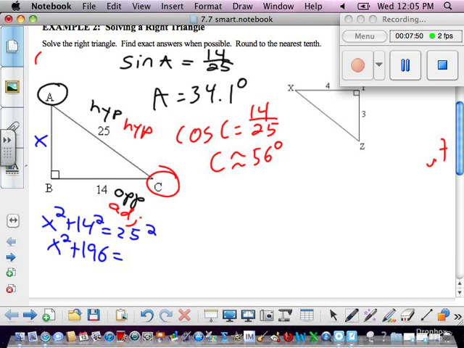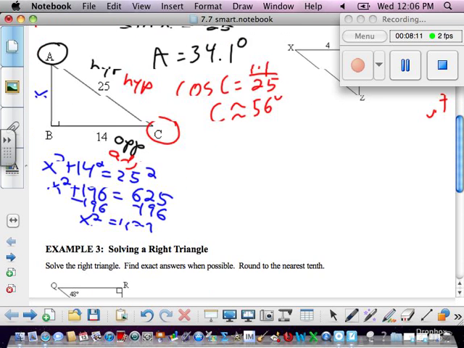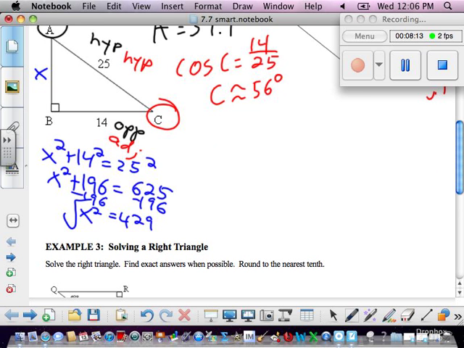And then I'm going to go 25 squared gives me 625. And then I subtract 196 from each side. So minus 196 gives me 429. So x squared equals 429. Well, I've got to square root it to find the answer. So I take the square root of both sides, and side AB is going to equal what that square root's to, which is 20.7.